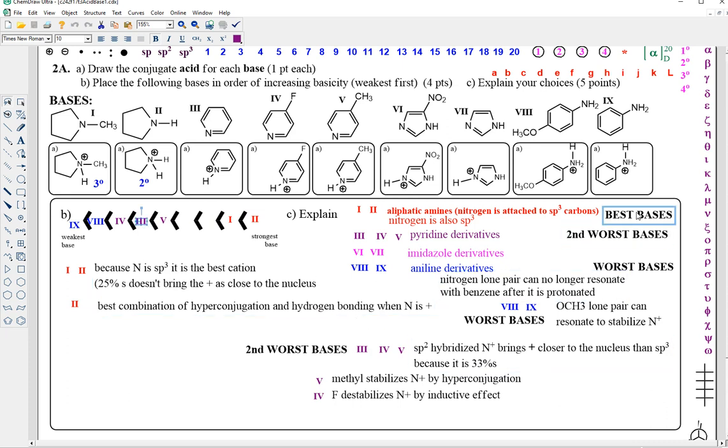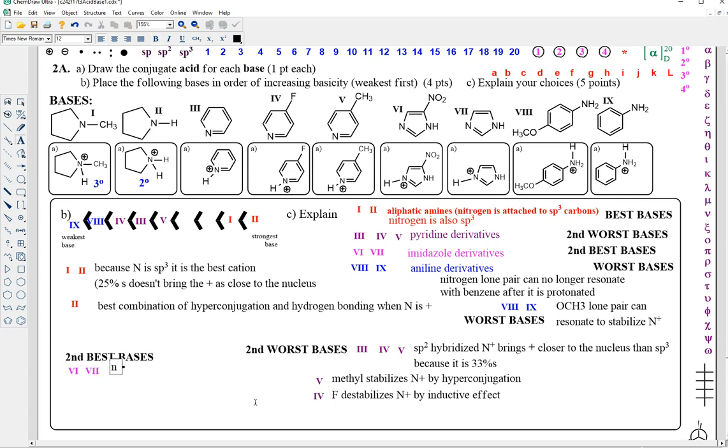And then second best bases are the imidazoles. Our only question now is which imidazole is more stable in its cation form, because that will be the one that arose from the stronger base. And just like fluorine destabilizes N+, nitro does it even more so. So we do not like the nitro, which is 6. We got our second best bases.